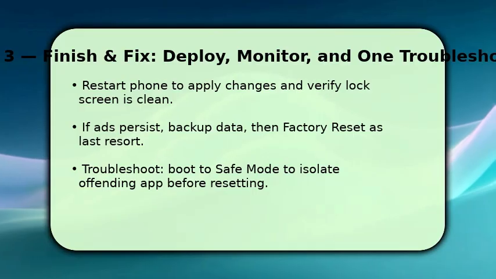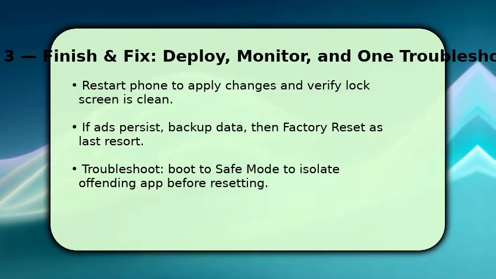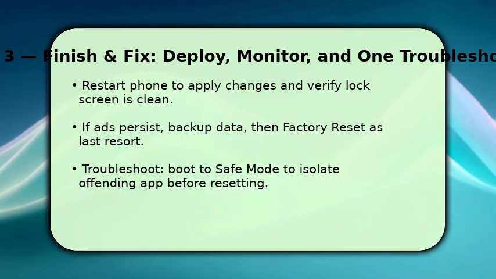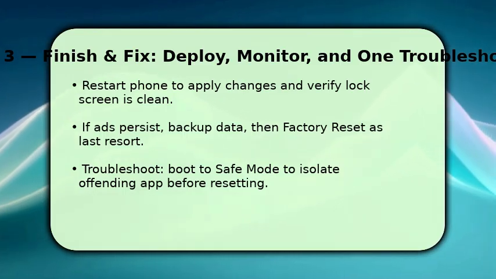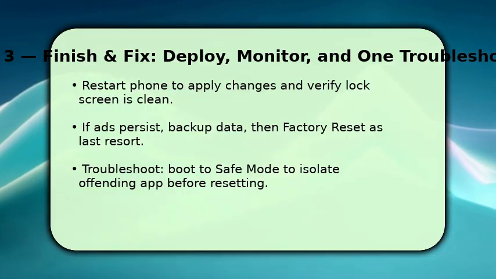Restart the phone so system changes take effect, then check the lock screen closely. If ads still appear, boot into safe mode to see whether a third-party app is responsible. If they disappear in safe mode, remove recently installed apps. As a last resort, back up your data and perform a factory reset.